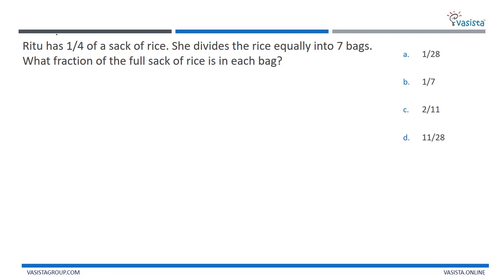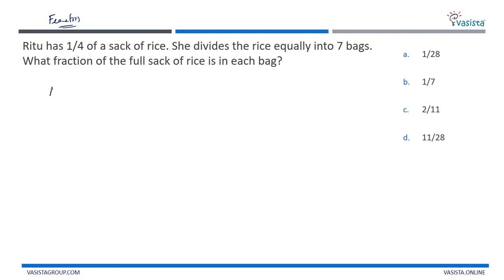It is a simple fraction problem, right? It's a very simple one. Here, she divides the rice equally into 7 bags. What fraction of the full sack of rice is in each bag? That is what we are supposed to find.